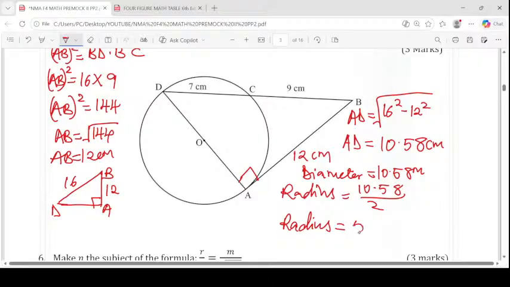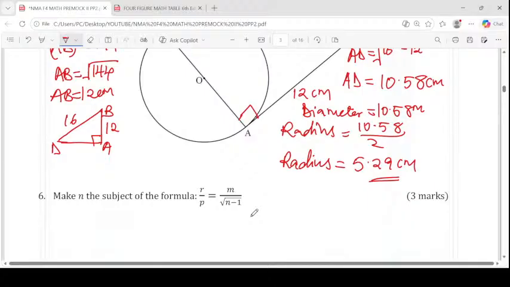5.29 centimeters. That becomes the radius of our circle. 5.29 becomes the answer on what we've been working through. I think that one has been well elaborated.